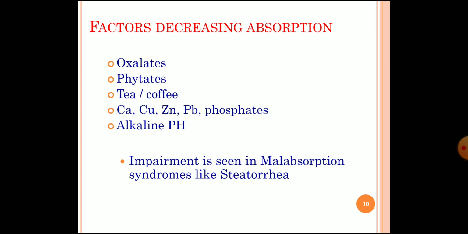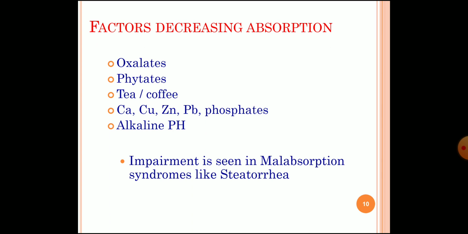Oxalates are seen plenty in vegetables, and phytates are seen in cereals. So if there are more vegetables, that is fiber containing things, then the content of oxalate will be more, and that will affect the absorption. Similarly, phytates present in the cereals also decrease the absorption.